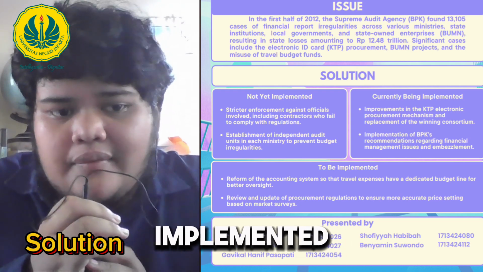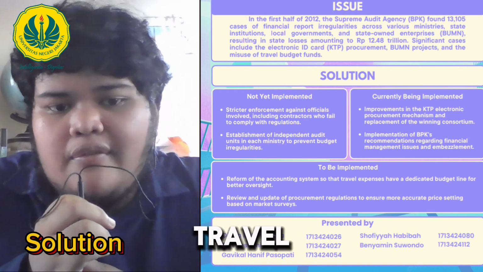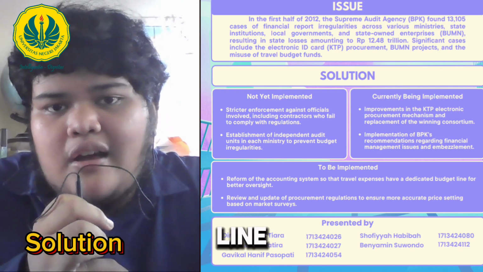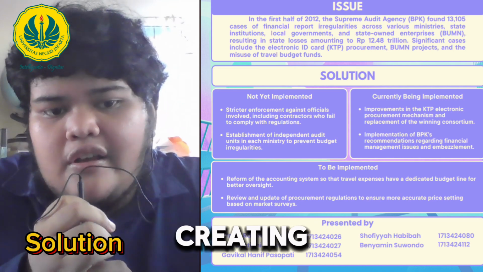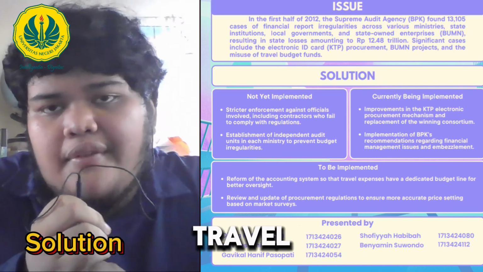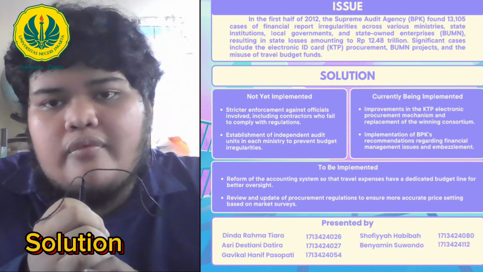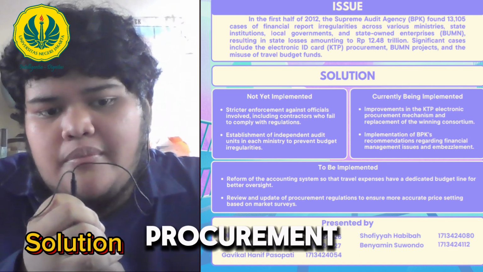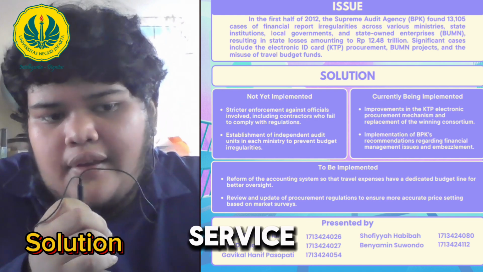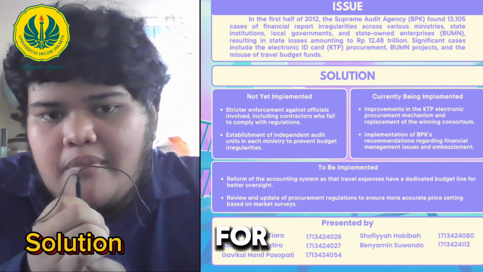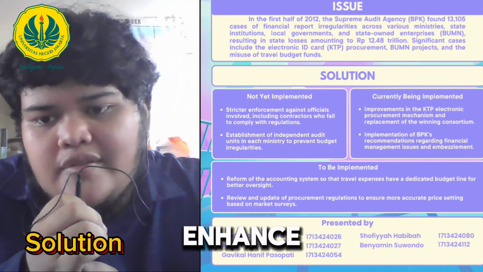Next is to be implemented. First is reform of the accounting system so that travel expenses have a dedicated budget line for better oversight. This advocates for clearer oversight by creating a dedicated line item for travel expenses, making tracking and auditing more transparent. Second is review and update of procurement regulations to ensure more accurate price setting based on market surveys. This proposes revised regulation for market surveys, contractor negotiation, and selection process to prevent overpricing and enhance transparency.